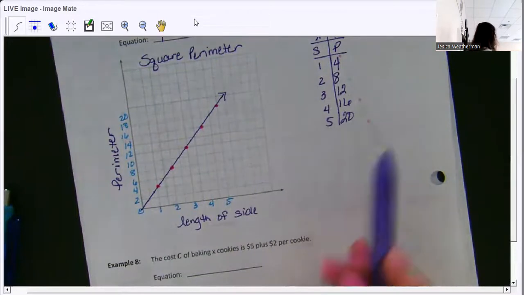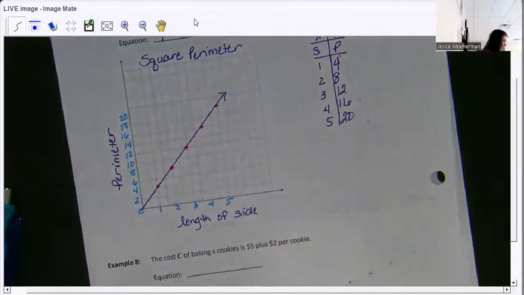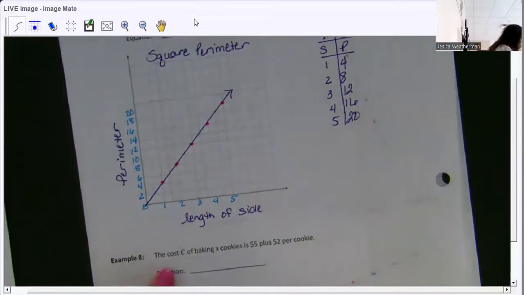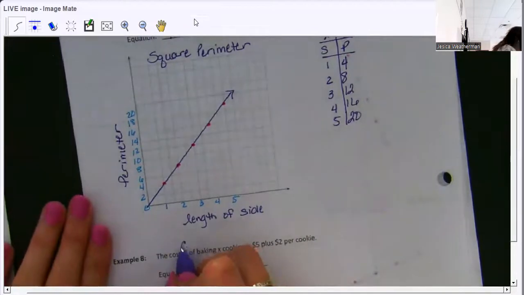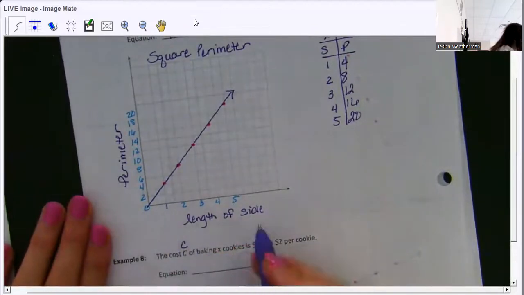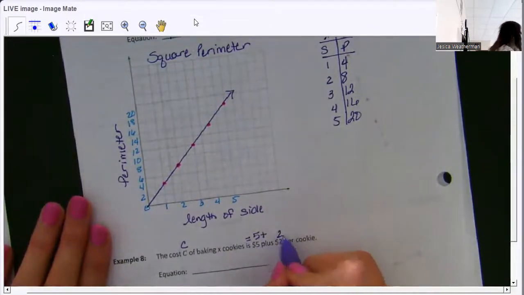That's okay. All right, let's look at example 8. We need to come up with the equation first, and then we can graph it. It says the cost C of baking X cookies is $5 plus $2 per cookie. Let's read this again. The cost C of baking X cookies is $5 plus $2 per cookie.